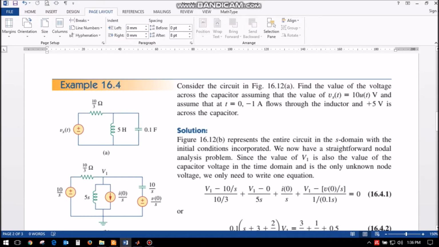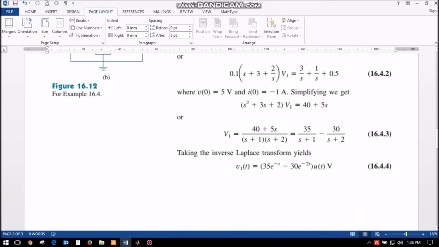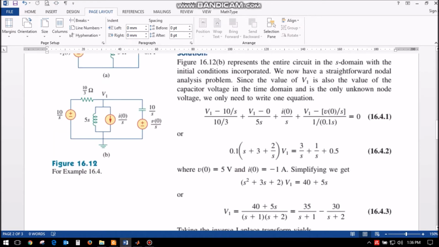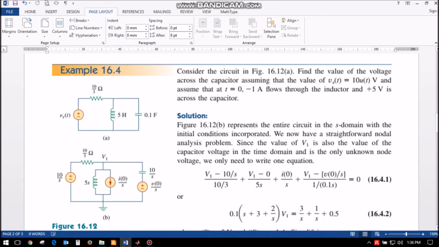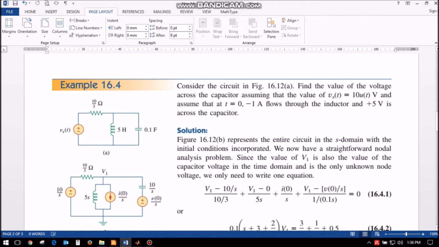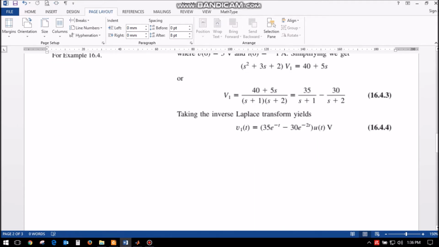In this third example, we will try to plot V1, which is 35 exponential negative t, and so on. So this is the voltage across the inductor. It is taken from this example. You can try to solve this using Laplace transformation, but for this example, this is the V1. I will try to plot this V1 using Matlab.